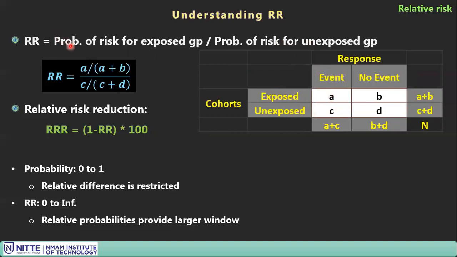So the probability or the rate, the numerator, is A by A plus B. A, the event happening, upon the total number of exposed conditions. So for all the exposed condition, how many events have taken place. Similarly, for an unexposed condition, of the total, how many events have taken place. So C by C plus D is in the denominator for the unexposed condition. This is also known as a rate or risk rate. The numerator is called the risk rate for exposed. The denominator is called the risk rate for unexposed. The ratio between the two risk rates is calculated as relative risk.